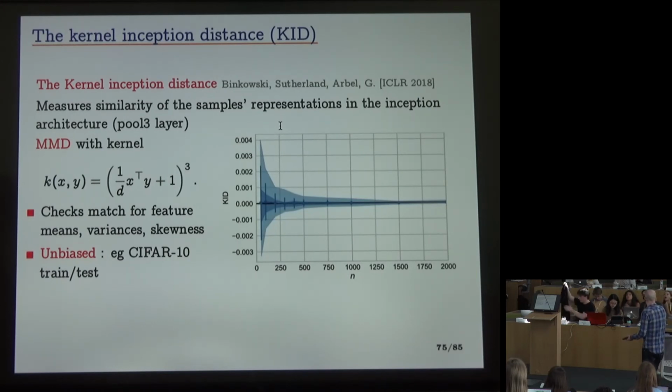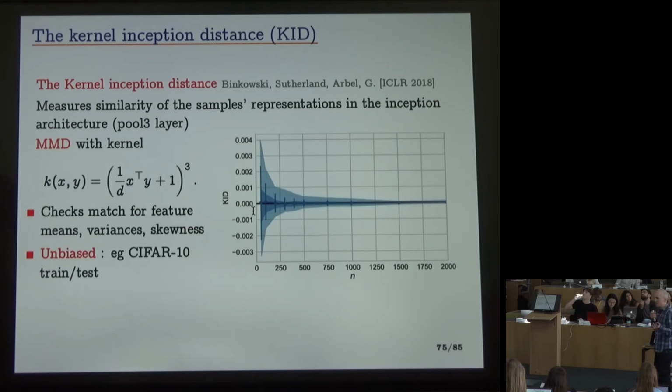The advantage of this is that it's unbiased. So I'm computing here the KID between two halves of my CIFAR dataset. In this case, you can see that there is a variance, but the mean is 0. So at least I don't have a bias. The variance, of course, is dropping as I see more samples, but I don't have this bias problem. So the ordering of my algorithms shouldn't care about how much data I've seen.